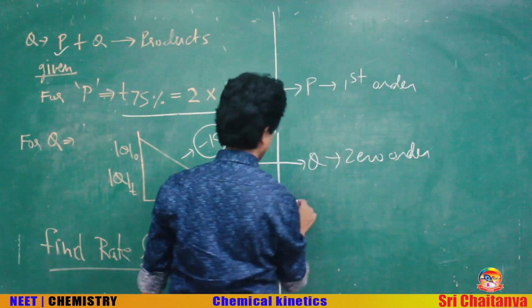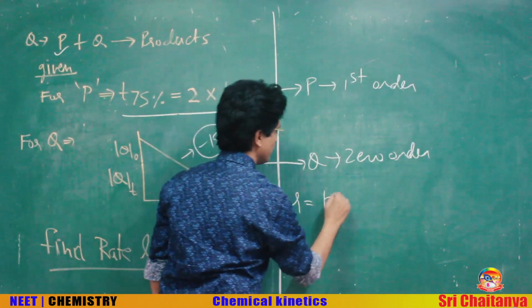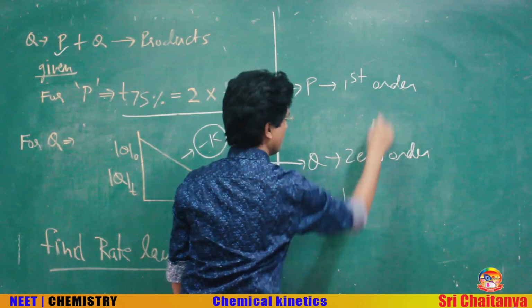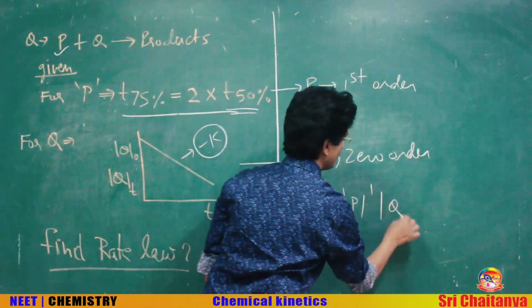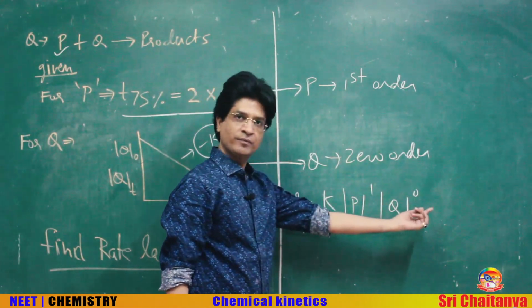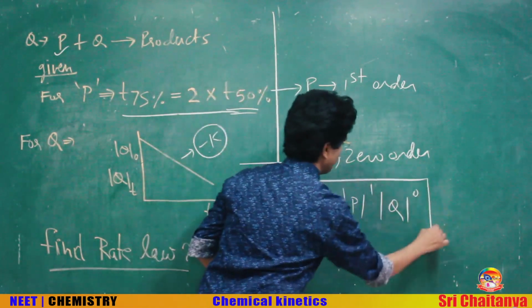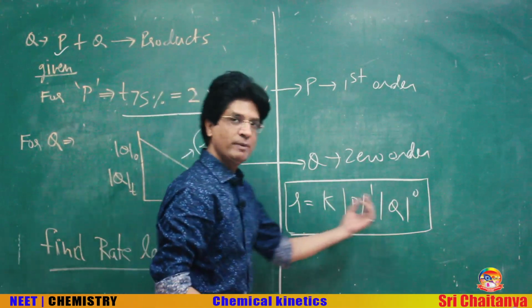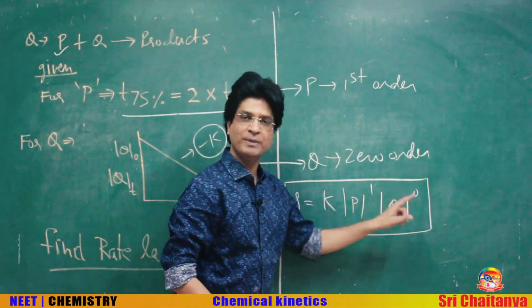So overall rate law now will be R equals K, P to the power of 1 and Q to the power of 0, because the order of reaction with respect to Q is 0. So that will be the final rate law. And overall order will be what? 1 plus 0, that means 1.